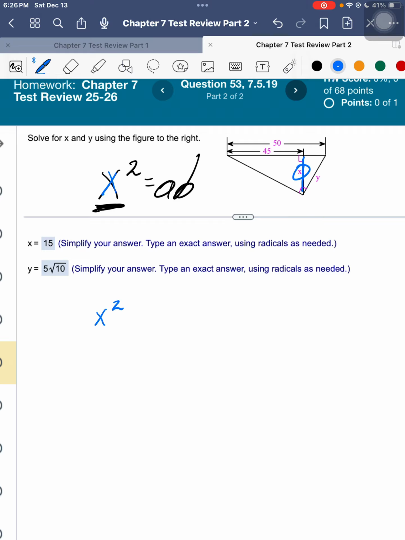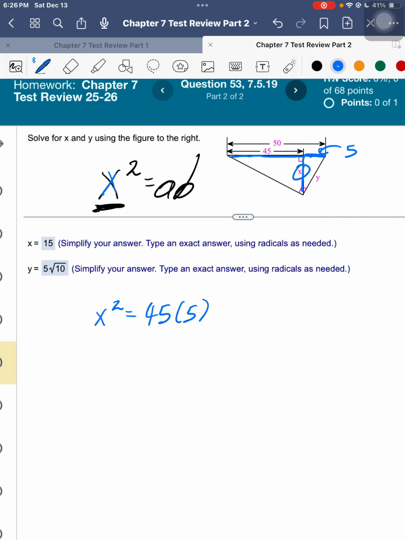So I have x squared equals, what's my a now? It's each segment, right? So 54 times, what is this little segment here? Well, if the whole hypotenuse is 50 and this piece is 45, what is this piece? It's just going to be 5.